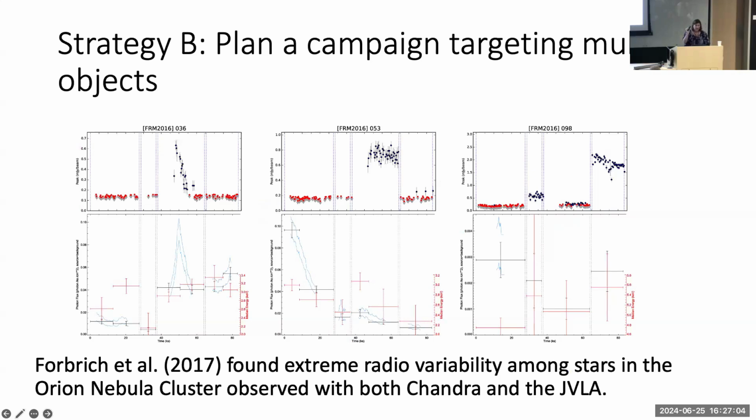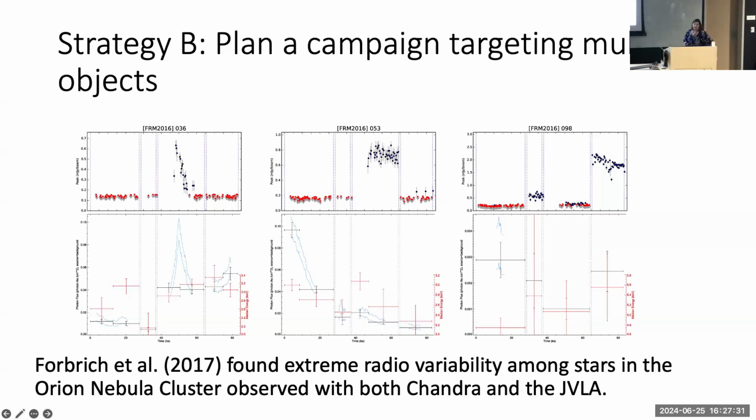Okay, so that was strategy A. That was what everyone thought we were just going to talk about. But let's talk about a couple different strategies. You can also plan a campaign targeting multiple objects. So instead of just picking one active star and staring at it and hoping that it will flare, you can use the fact that young stars tend to show enhanced magnetic activity and look at a field that has a lot of young stars in it.